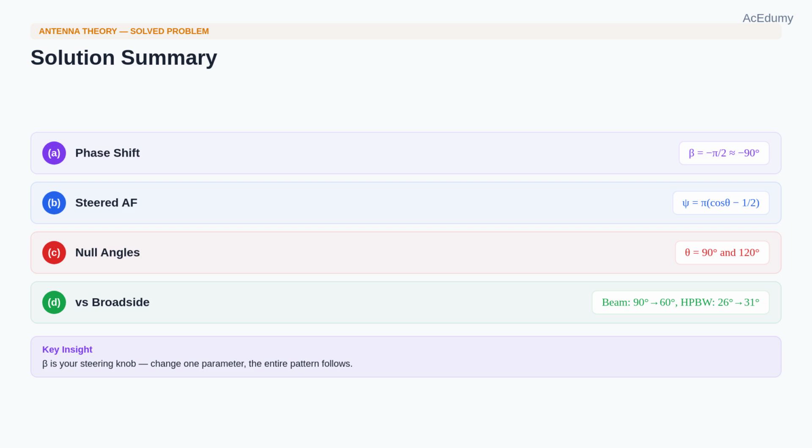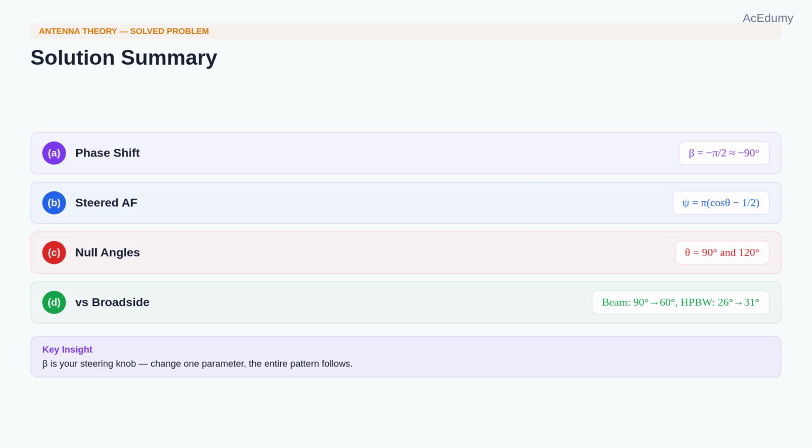Let's box our answers. Part A. Beta equals minus pi over 2 to steer to 60 degrees. Part B. The array factor uses the same formula with psi equals pi times cosine theta minus 1/2. Part C. Nulls at 90 and 120 degrees.